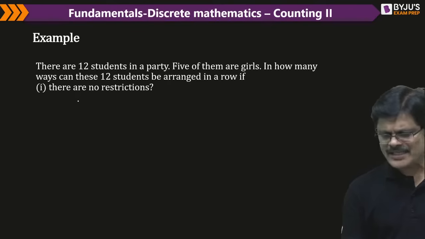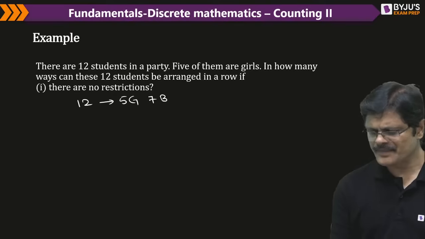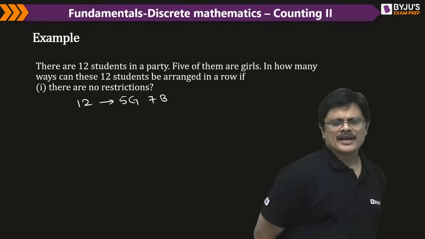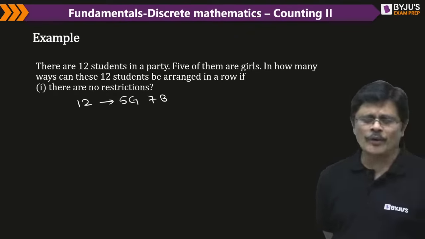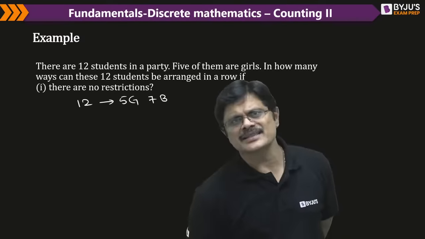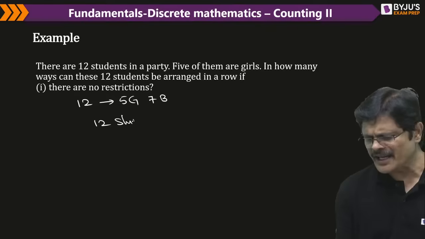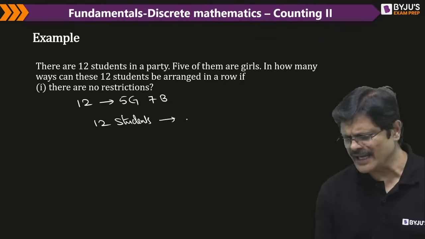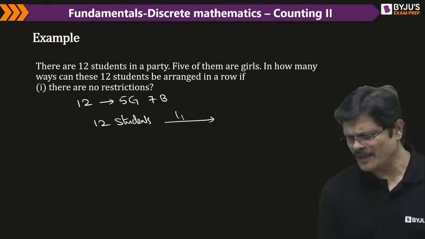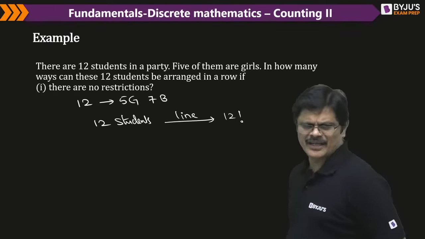See, my dear friends, 12 students are there. In that 5 are girls, so obviously 7 are boys. You want to arrange these 12 members in a row and you don't have any restrictions. When you don't have any restrictions, whether they are boys or girls does not matter. You are just arranging 12 members. So 12 students without any restriction can be arranged in a line in 12 factorial ways.